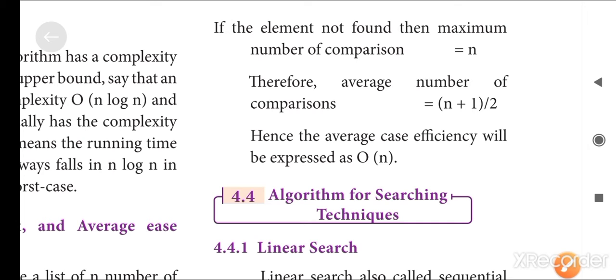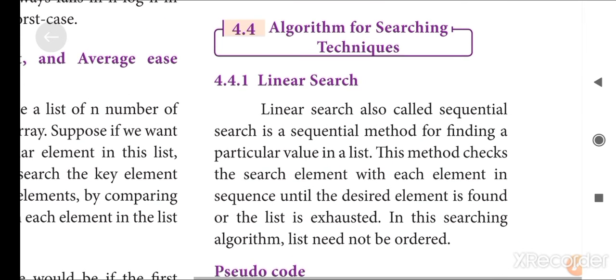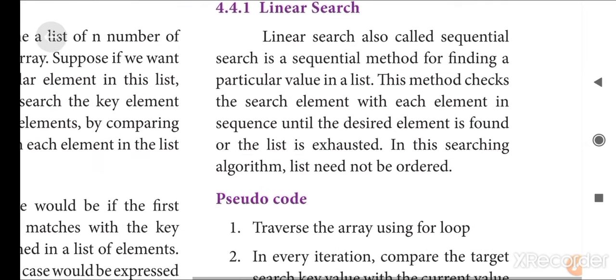Now the efficiency of an algorithm topic is over. We move on to the next topic, algorithms for searching techniques. It has two subtopics, linear search and binary search. Today we will see only linear search. Later on we will discuss binary search in the next class.